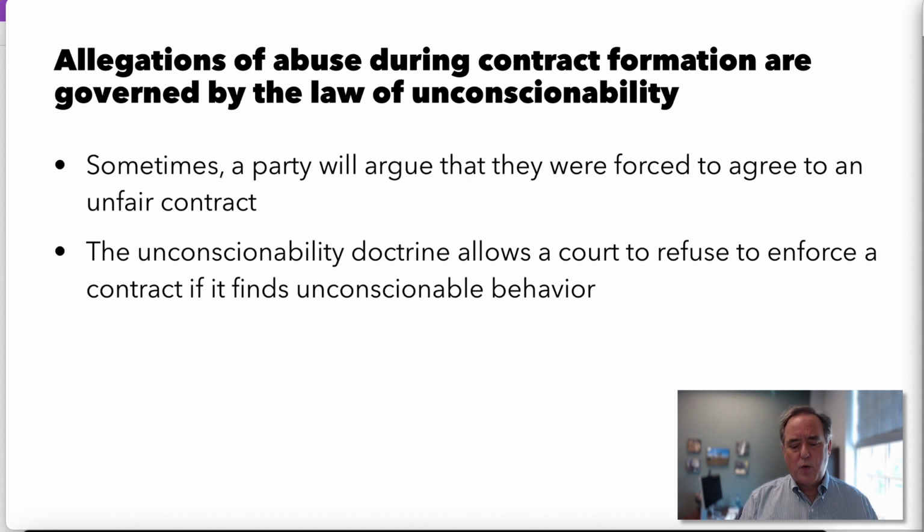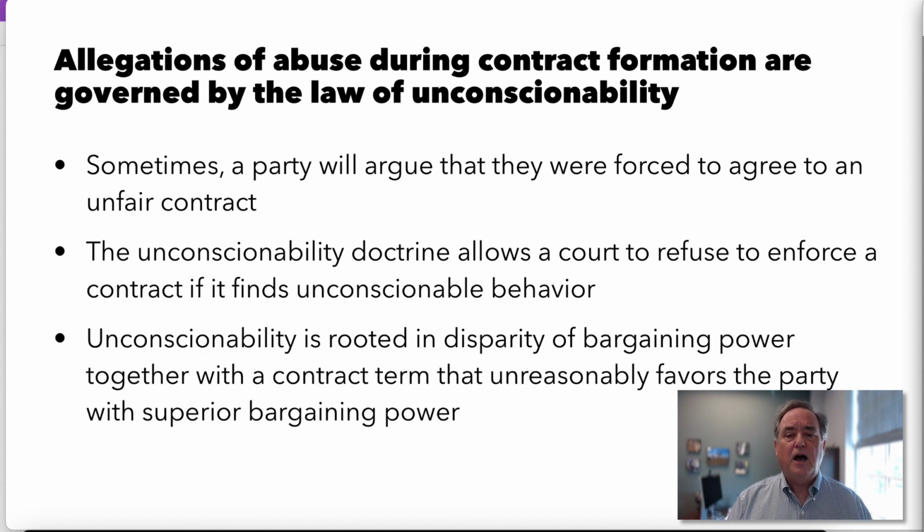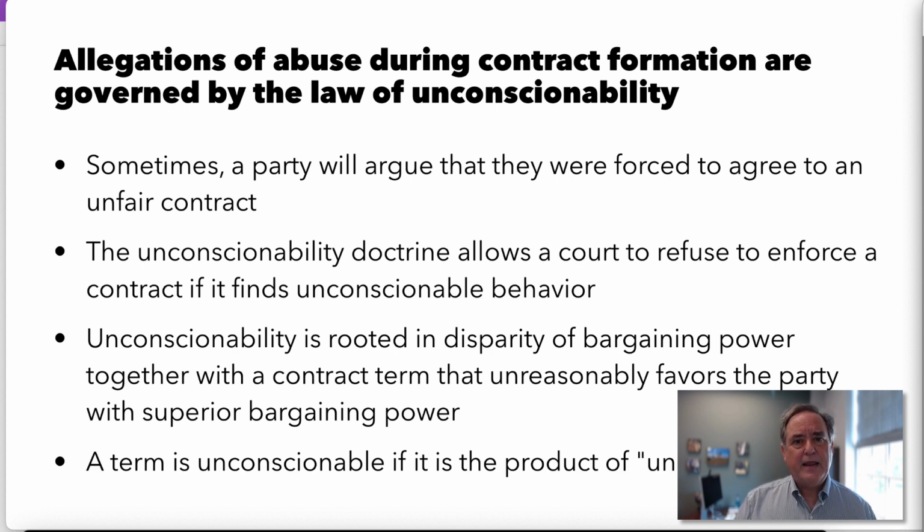But this raises the question of, is it fair? Is it unconscionable? And unconscionability is rooted in the disparity of bargaining power together with a contract term that unreasonably favors the party with superior bargaining power. Now, in general, when looking at the question of, is this contract unconscionable? Is it unfair? Should it not be enforced because of its fundamental unfairness? We look to see, was it the result of undue oppression?